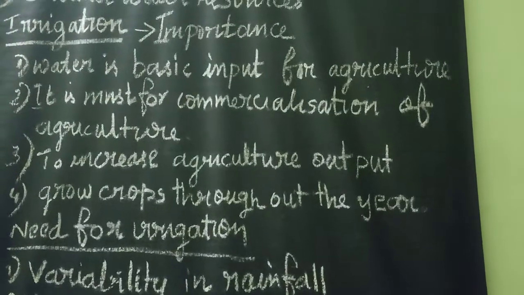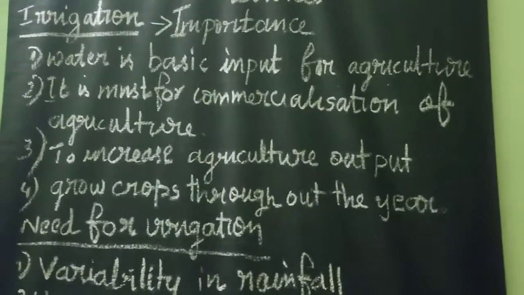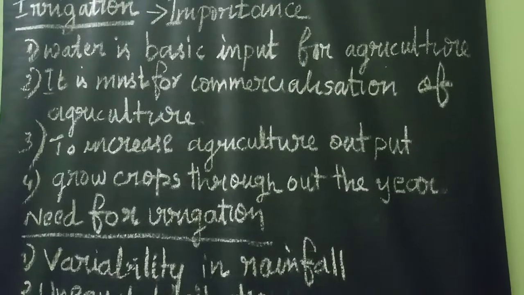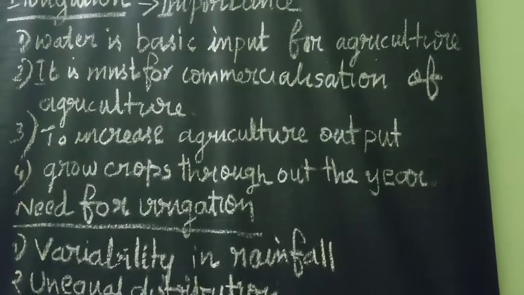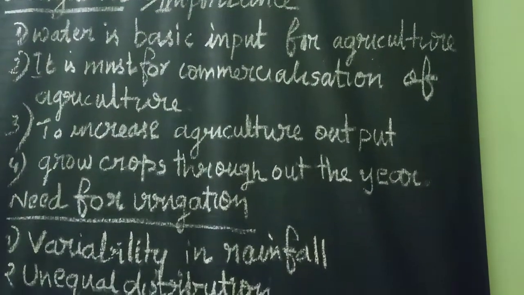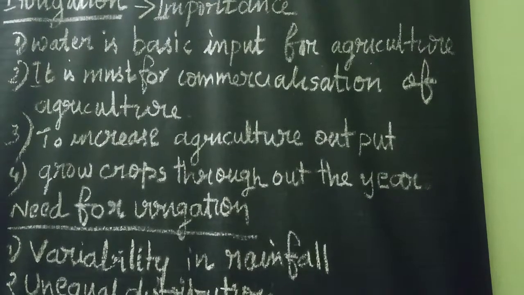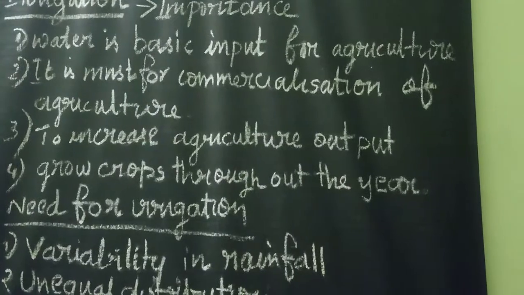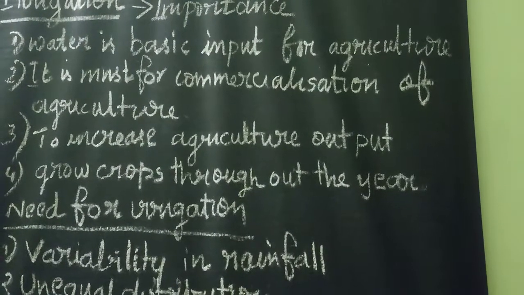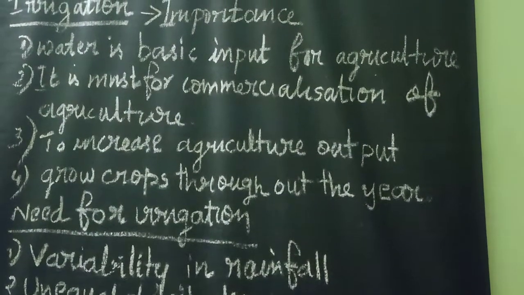So, the need for irrigation in India arises from the following reasons. First of all, variability in rainfall. Rainfall in India is very uncertain. We cannot predict at what time it is available or not, which increases the element of risk and makes crop production rather difficult.